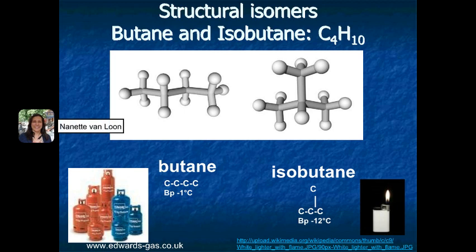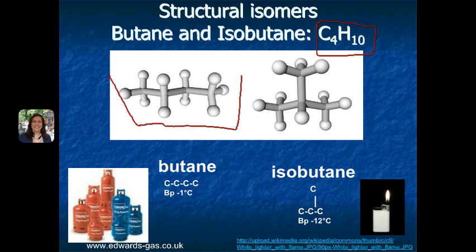Butane and isobutane are 2 examples of a structural isomer. They each have the formula C4H10. So they have a carbon skeleton composed of 4 carbon atoms, and those 4 carbon atoms are surrounded by hydrogen atoms, and they all have single bonds, single covalent bonds. If we compare the 2 skeletons, we have butane here on the left and isobutane on the right.